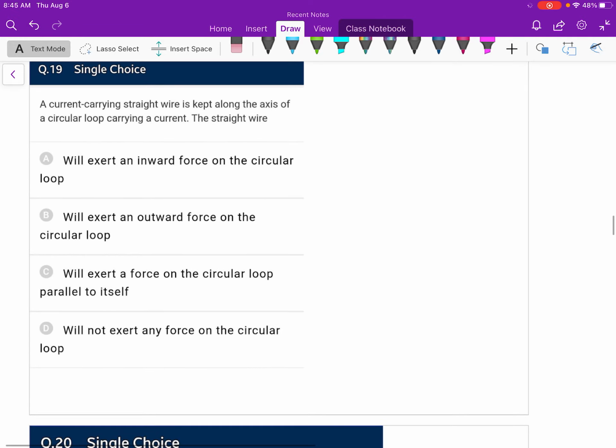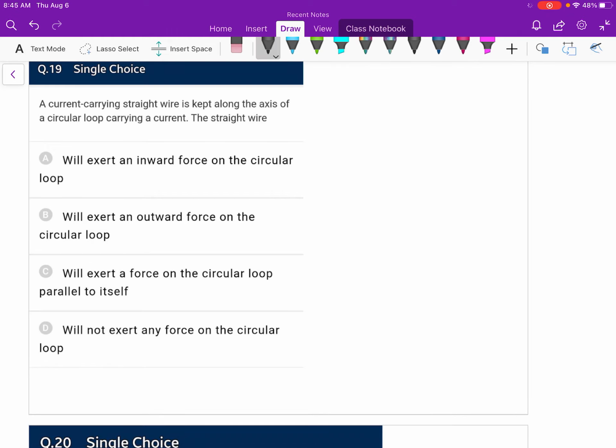A current carrying straight wire is kept along the axis of a circular loop carrying a current. Since the wire is along the axis of the loop, the magnetic field at every point on the loop will be tangential. Say current is in this direction, so the magnetic field is tangential. Since current and magnetic field are along the same direction on the loop, the force at every part of the loop will be zero, so the wire will not exert any force on the circular loop.